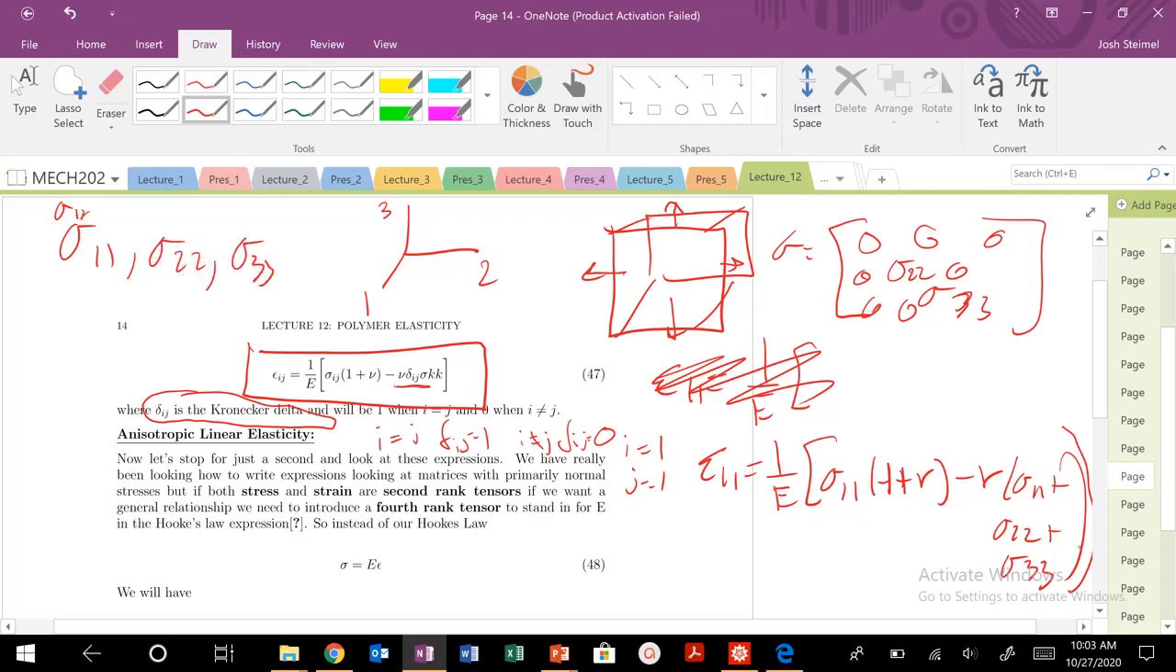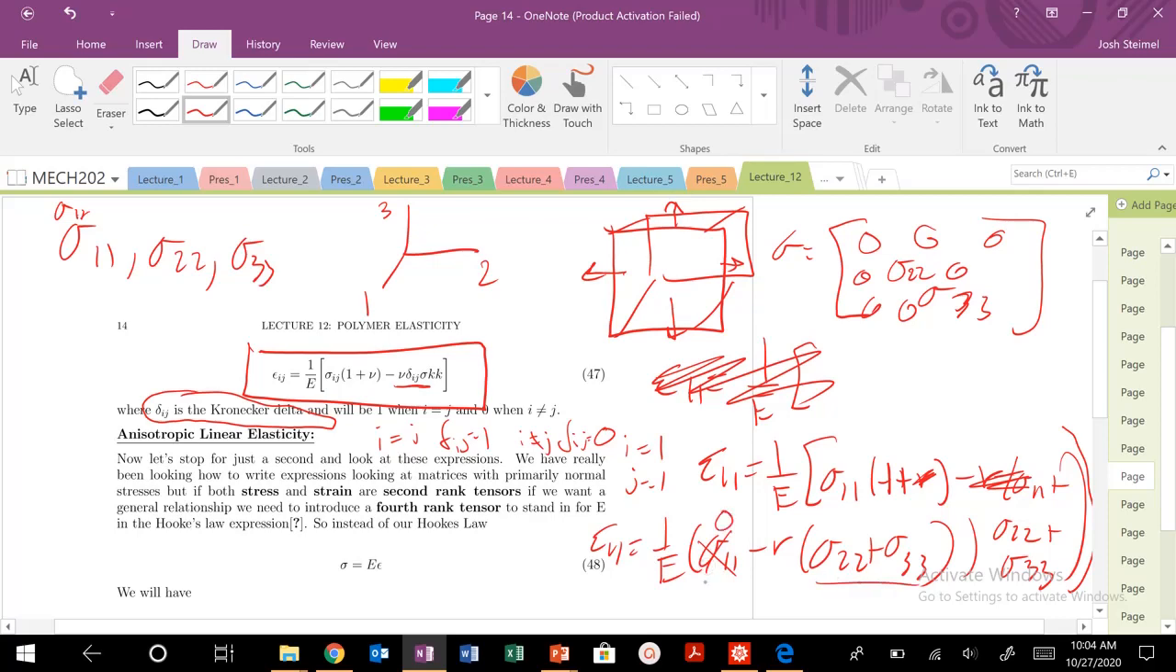You can see this reduces, and this expression here is going to cancel out with this one right here. So we're left with epsilon 1, 1 is equal to 1 over E times sigma 1, 1 minus nu times sigma 2, 2 plus sigma 3, 3. And we know that these exist in this expression. But if I want to find, again, okay, what is the value for sigma 1, 1? This is just 0.